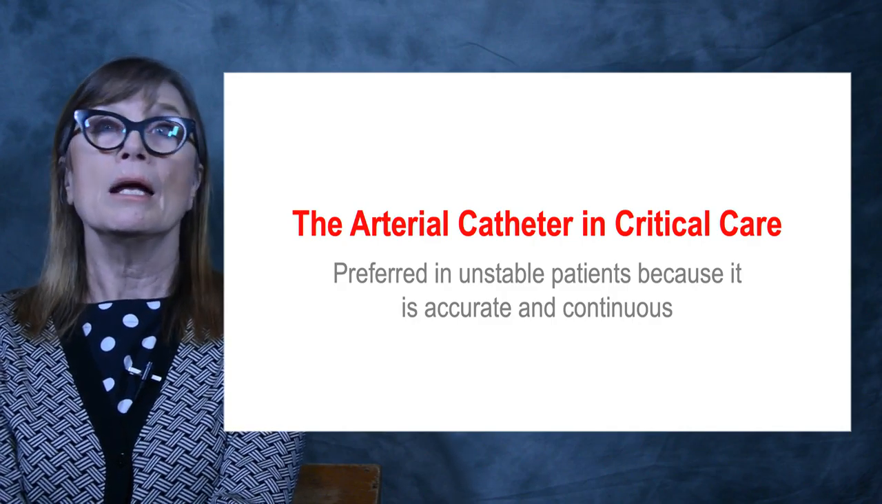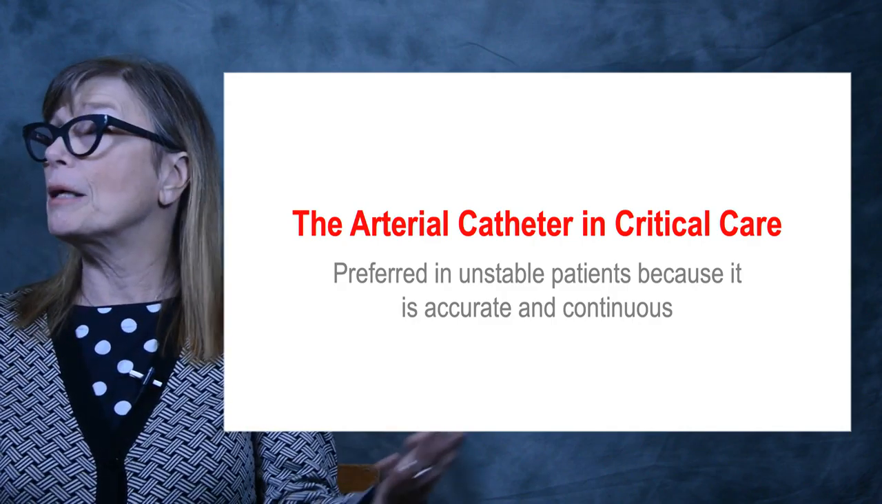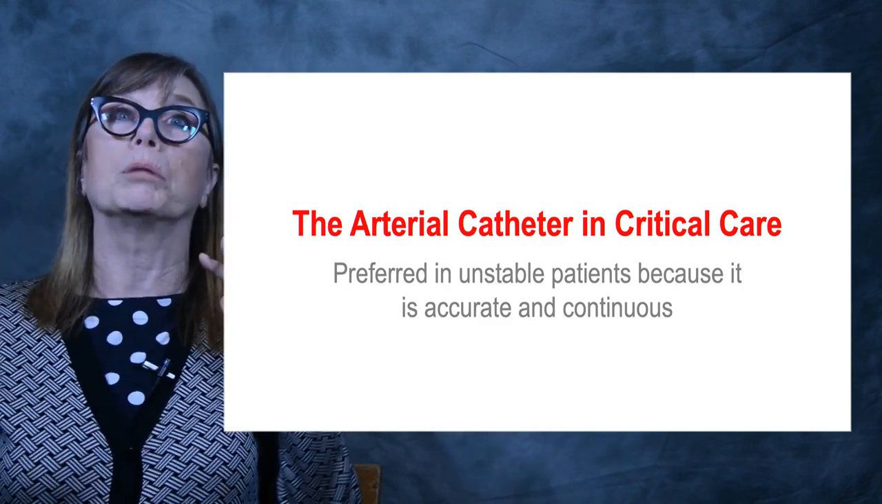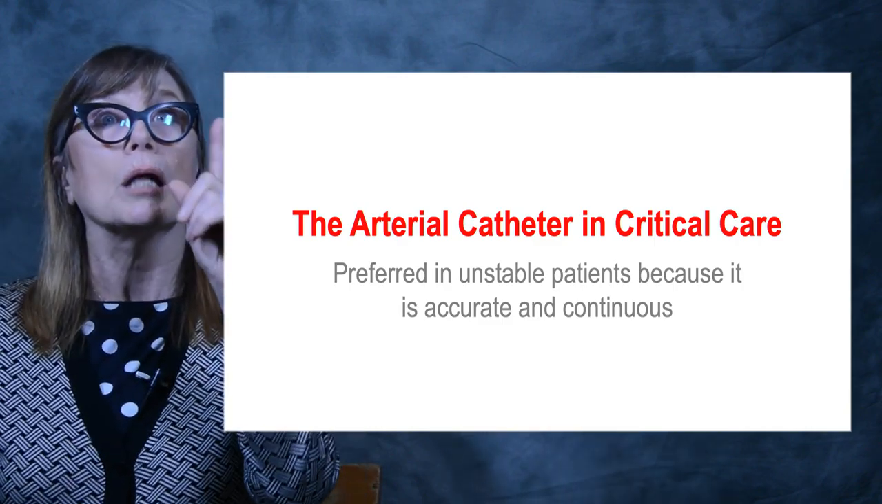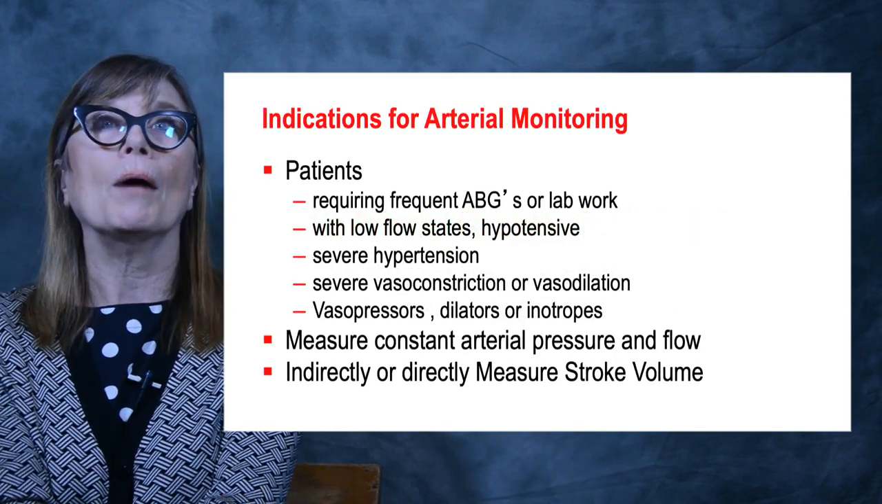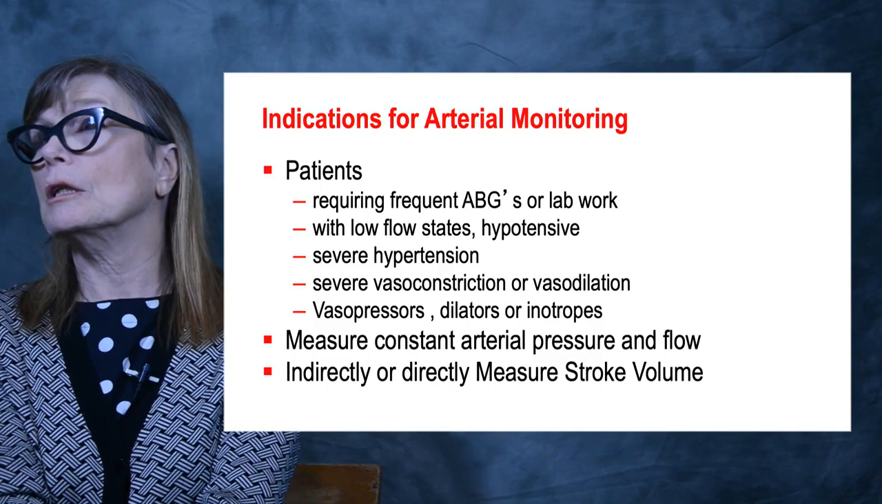Arterial line placement is preferred in unstable patients because A, it's accurate. It's about blood flow, not blood vessel sound. Blood flow. It's accurate and it's continuous. All right. So why do we actually place an A line?